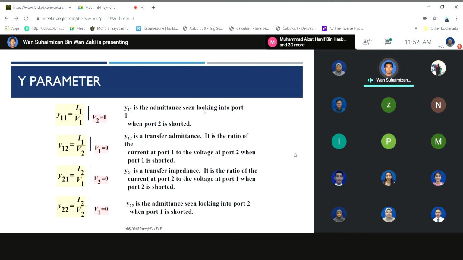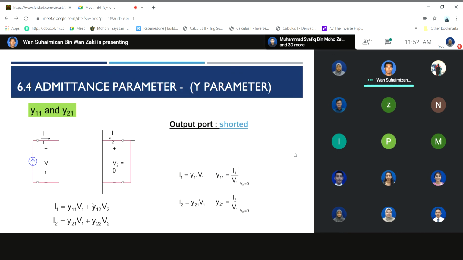So this is the name for all these parameters Y11, Y12, Y21, Y22. So basically it's the same thing here. If you apply V2 equals 0, you can get Y11 and then Y21. If you apply V1 equals 0, you can get Y12, Y22, right? All right, so next, how to get all the parameters.